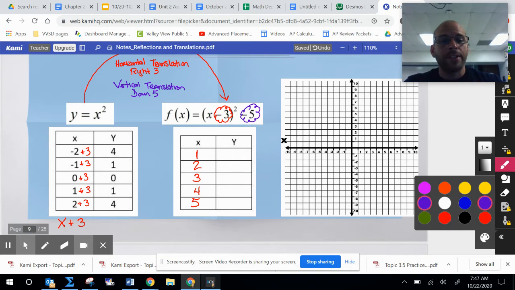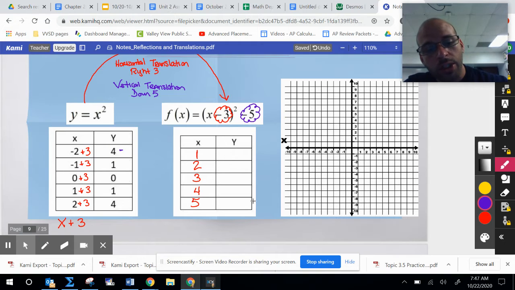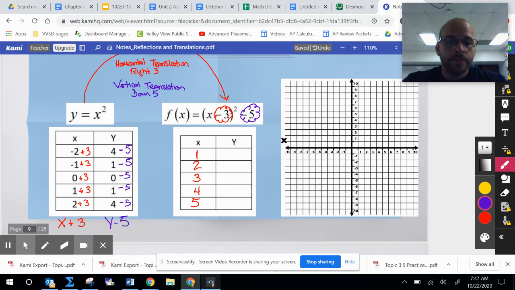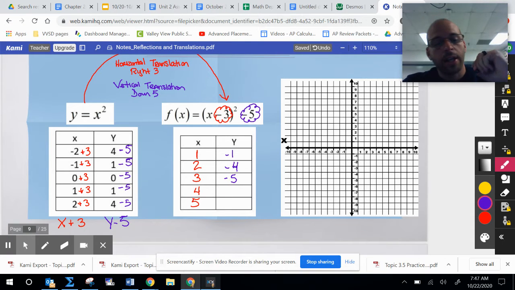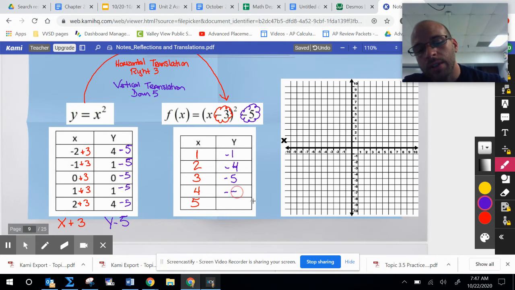Now to move my graph down 5, well, that means I'm going to change my y values. That kind of makes sense. I'm going to subtract 5 from all of my y values, right? So you're going to take all of your y values and you're going to lower them by 5. So 4 minus 5 is a -1. 1 minus 5 is a -4. 0 minus 5 is a -5. 1 minus 5 is a -4. And 4 minus 5 is a -1 again.